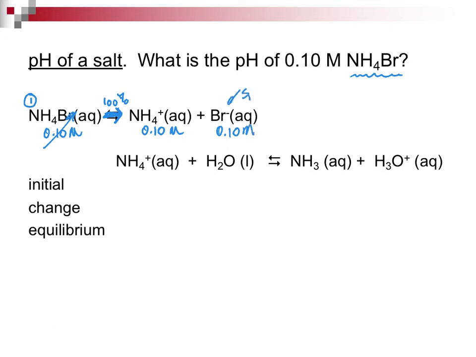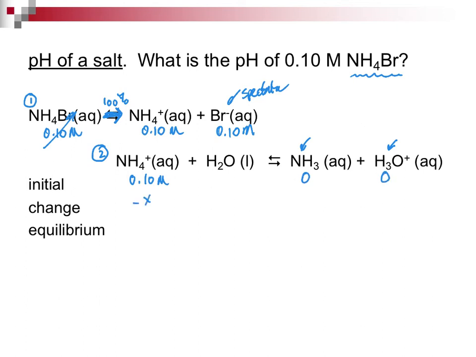Bromide is a spectator. It does not do anything with the pH, but in our secondary equation, the ammonium cation is going to react with water to generate ammonia and some H+. So we have to put the water in there in order to write the equation. What do we have on our line? Well, we know we have 0.10 molar NH4+, nothing here and nothing here.